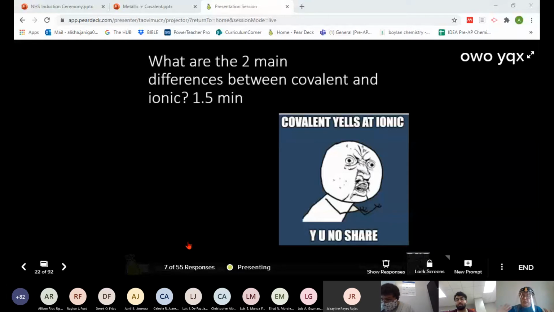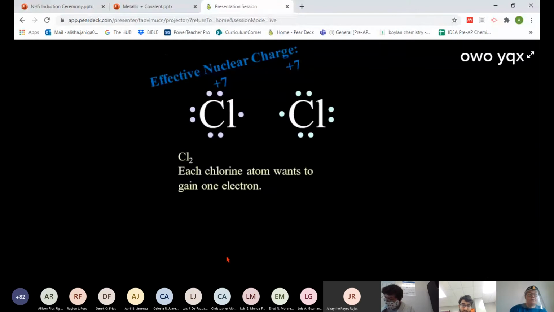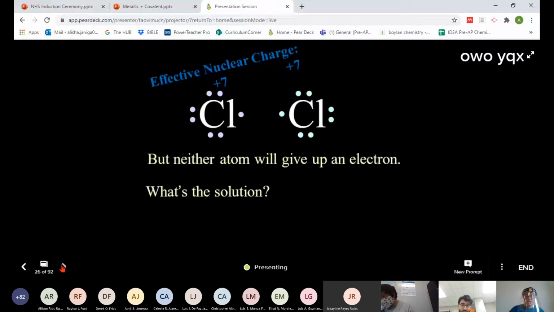So, for example, we got chlorine here. Chlorine's got a valence of 7. So it needs 1 more to get to 8. And so each one of them wants 1 electron to fill the valence. But they don't want to give it up because they're super electronegative. And they're like, I'm hungry for my electrons. I ain't ready to give this up. And so we got to figure out what's going to happen.